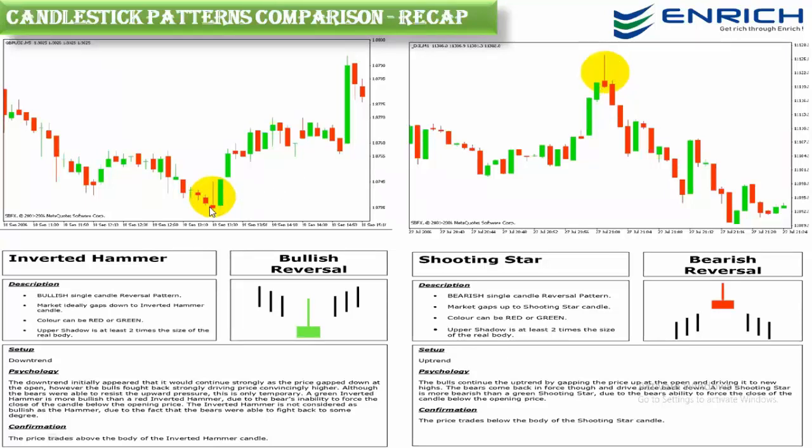An inverted hammer, if you spot it after a downtrend, signifies that the trend is changing upwards. A similar candle, which looks like an inverted hammer, but if it is seen after an uptrend, means the trend is going to go down. Okay, and this is a shooting star.